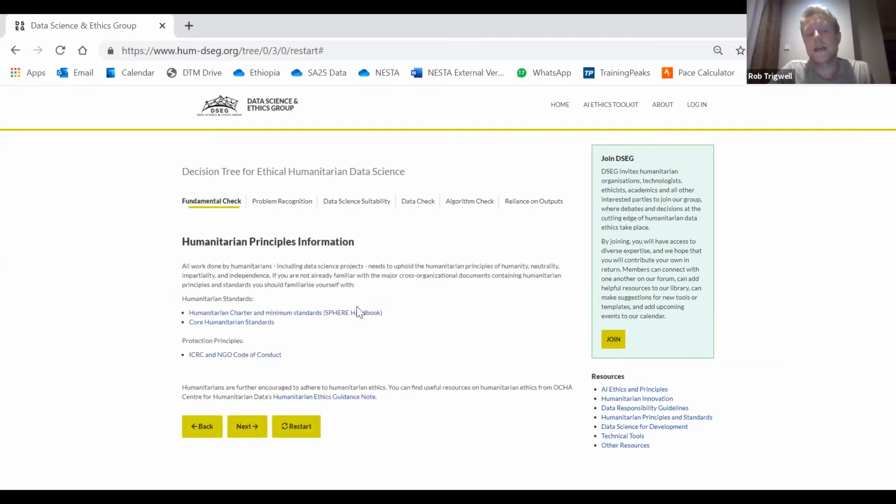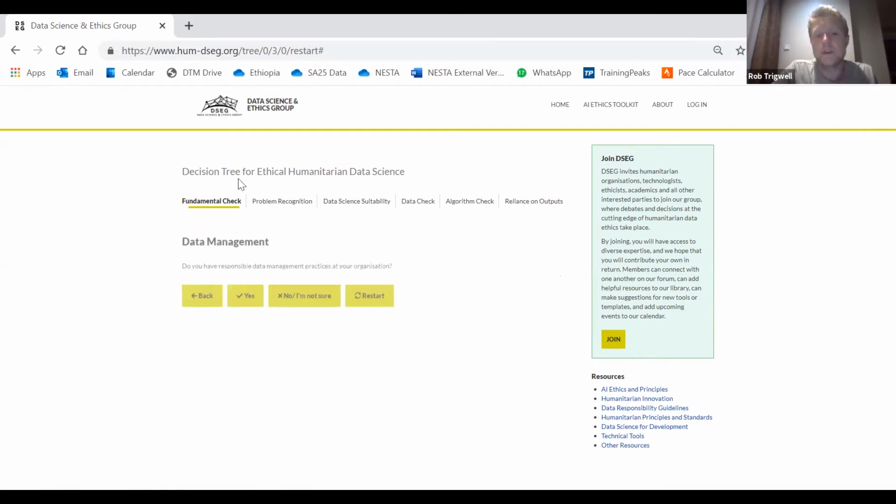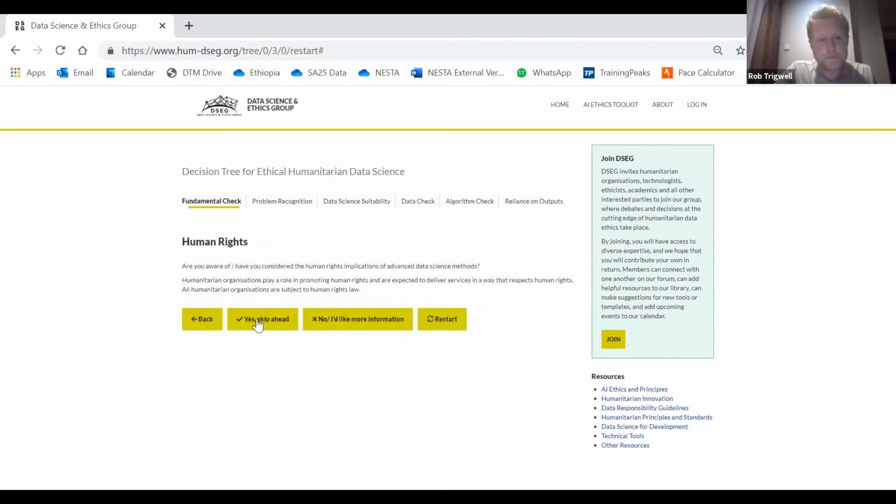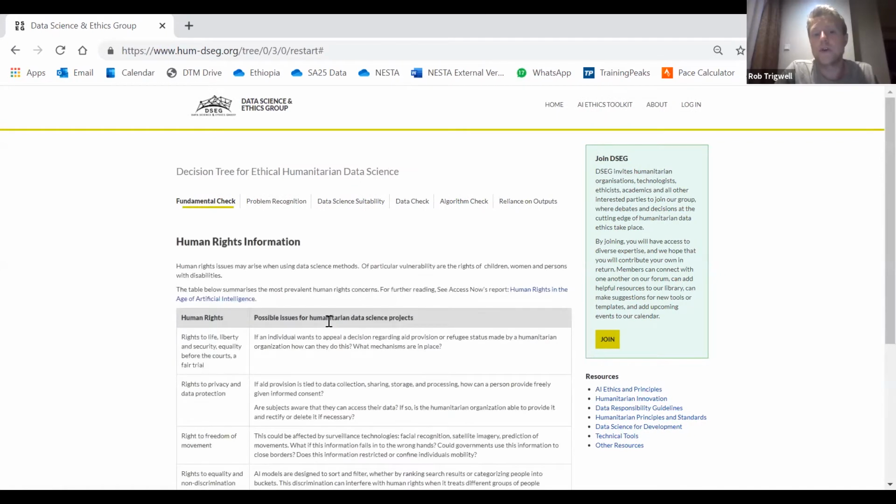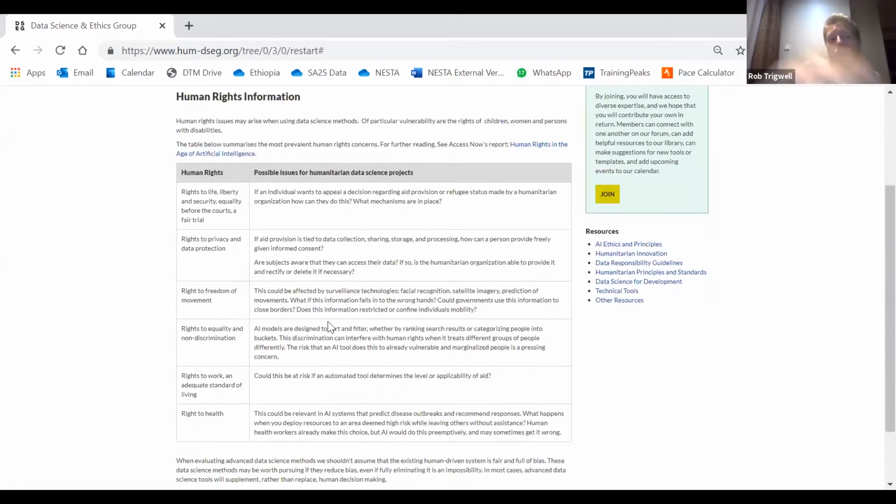And then here you get a bit of an induction, you get key links to humanitarian standards, codes of conduct, core humanitarian standards, all the things that humanitarians need to know to be humanitarian. And then data management, let's just say I'm good at data management. No, I don't really know about human rights. And again, it shows a load of collated information about the key aspects of human rights.